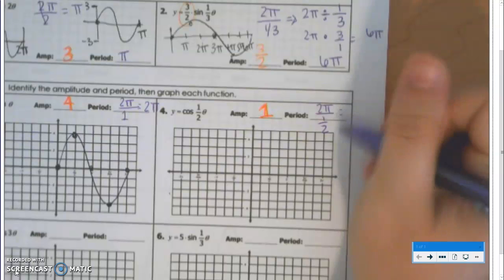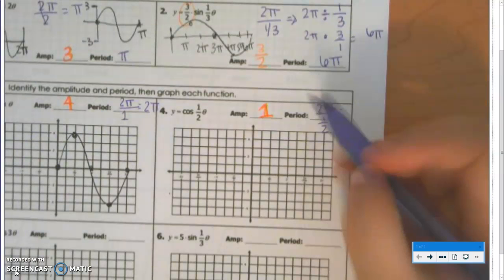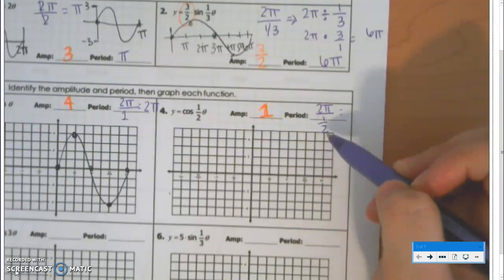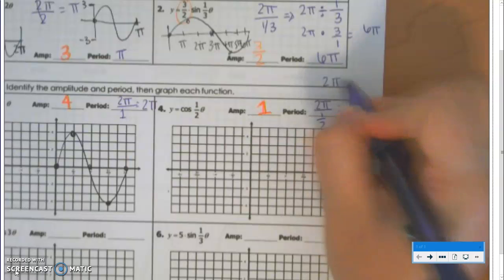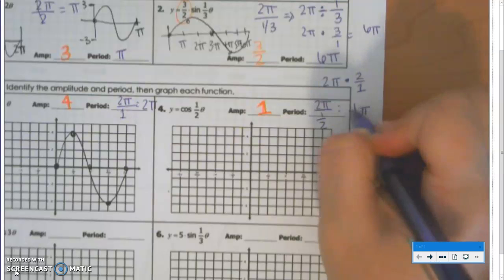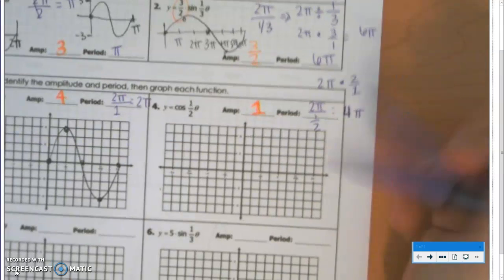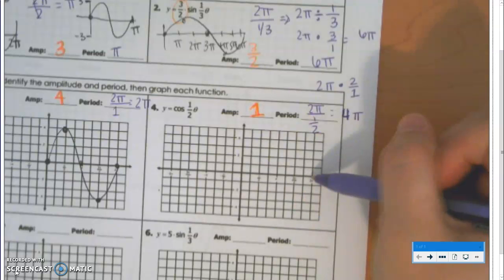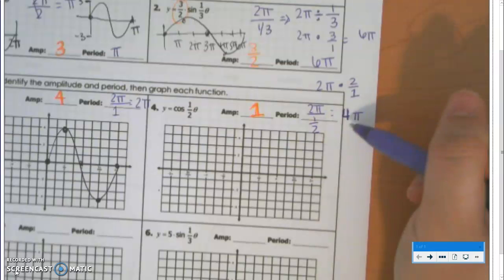2 pi over 1/2. So if in the calculator I do 2 divided by 1/2, or if I do keep, change, flip, that's going to equal 4. So 4 pi. So this is going to be stretched out. What that means is I'm only going to be able to see half of the graph, because my graph goes up to 2 pi, but the pattern ends at 4 pi. So that means I'm only going to be able to see half.